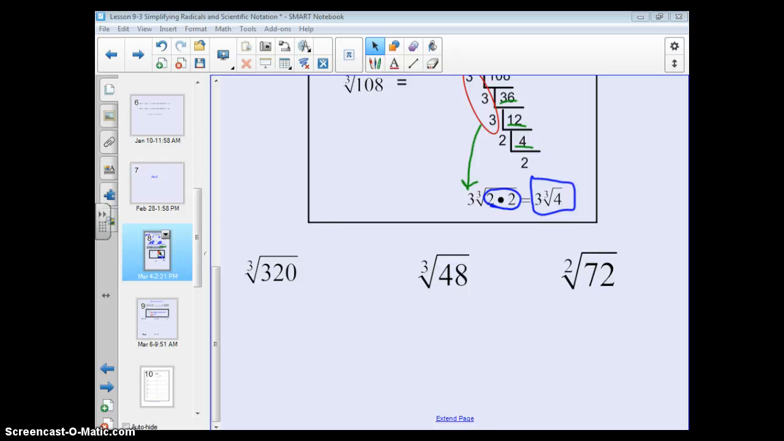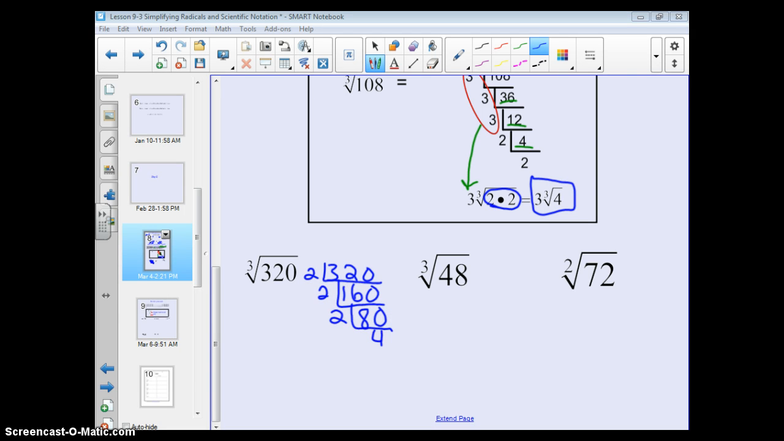Okay, so if we take a look at this next example, we're going to start to divide this by our prime numbers. So I'm going to write 320 right here. And we'll just start by dividing by 2. That's a nice, easy prime number to use. So 320 divided by 2 is 160. We can divide that by 2 again and get 80. 80 divided by 2 is 40, 40 divided by 2 is 20, 20 divided by 2 is 10, and 10 divided by 2 is 5. Once we get to 5, since that's a prime number, we're going to stop there.